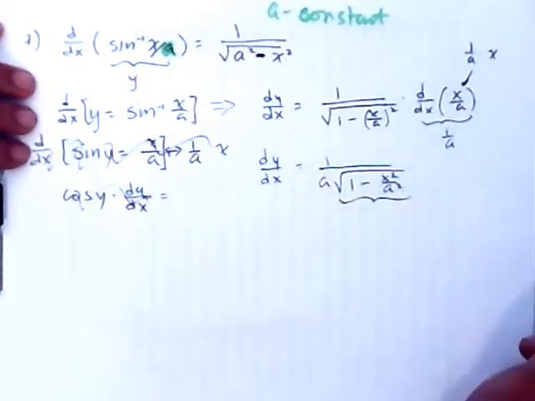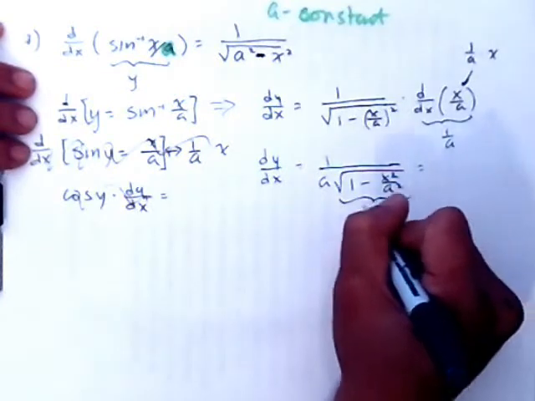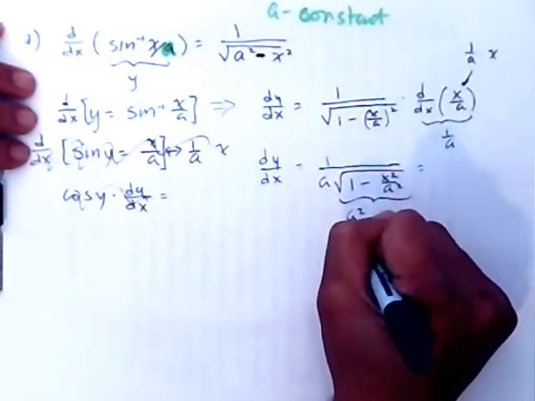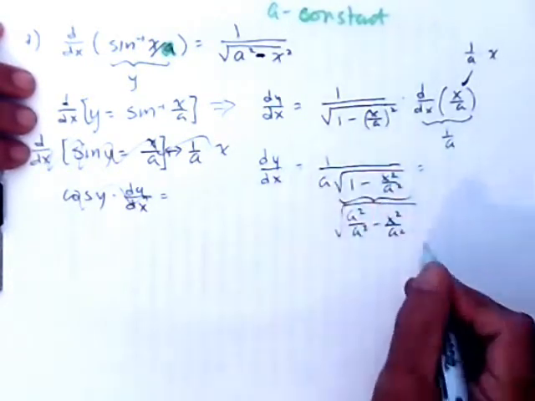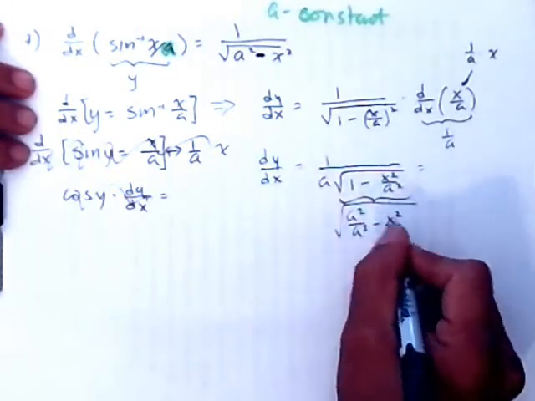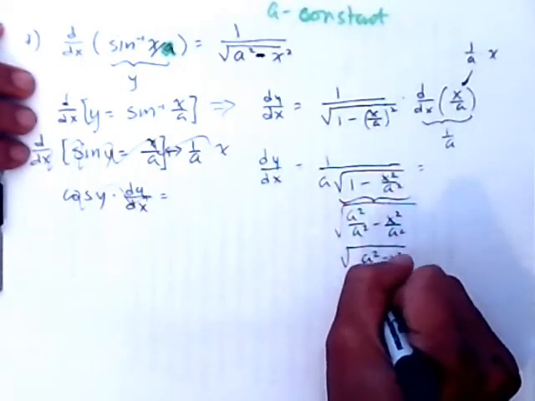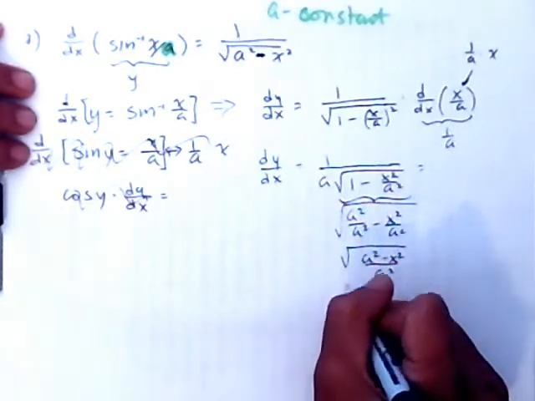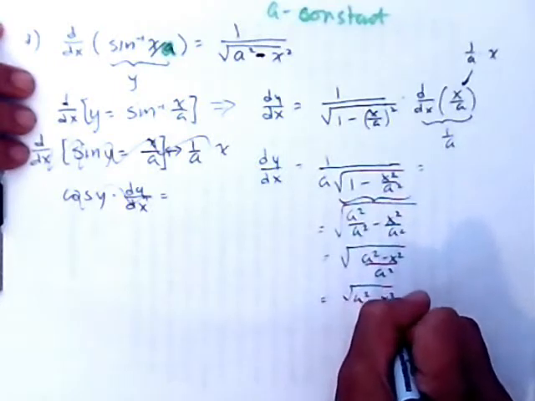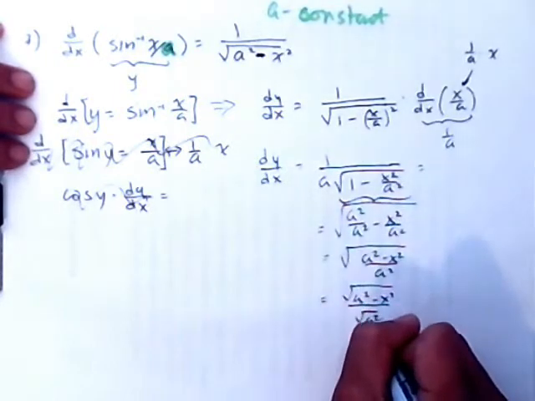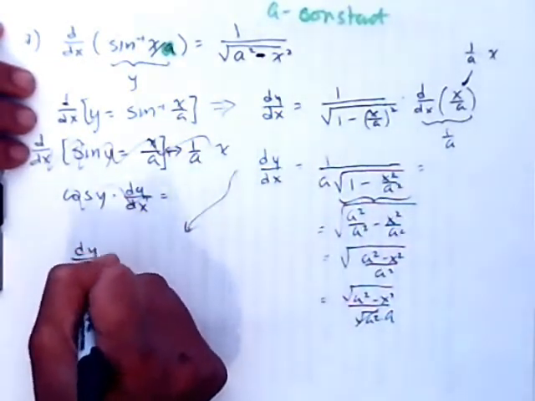So this part is going to get a little bit hairy. That becomes a squared over a squared minus x squared over a squared on the inside of that. Because I want to, these are partial fractions, I want to get into a single fraction. That becomes square root of a squared minus x squared over a squared. That becomes square root of a squared minus x squared all over square root of a squared. That becomes just a.